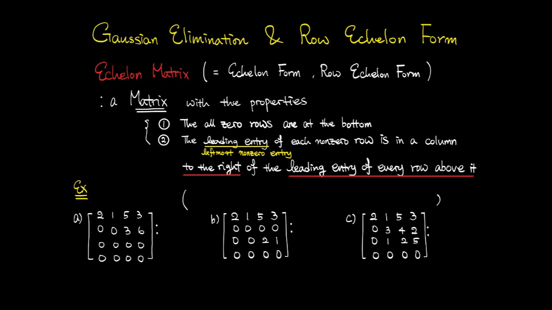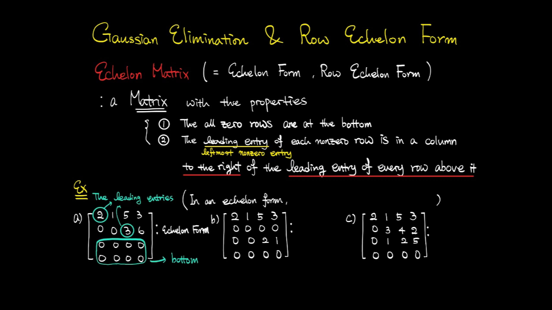Let me give you some examples. The example A is an echelon form. In an echelon form, a leading entry is called a pivot. So, the pivots of the example A are 2 and 3. And the number of the non-zero rows is called the rank of the matrix. The rank is not changed by an elementary row operation.